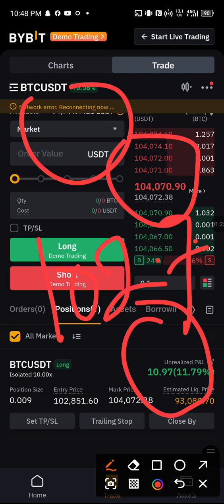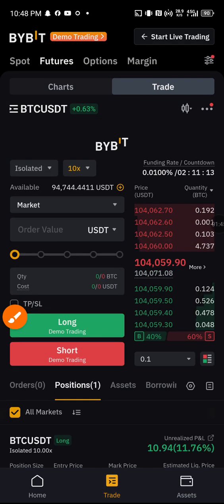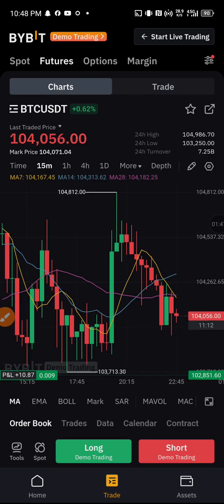So this was my entry. As I said, this was my entry price, 102,851. The market price currently is 104, and you can see it made roughly 11 USDT. So let's take a look at the candles. These are the candles, the candlestick.